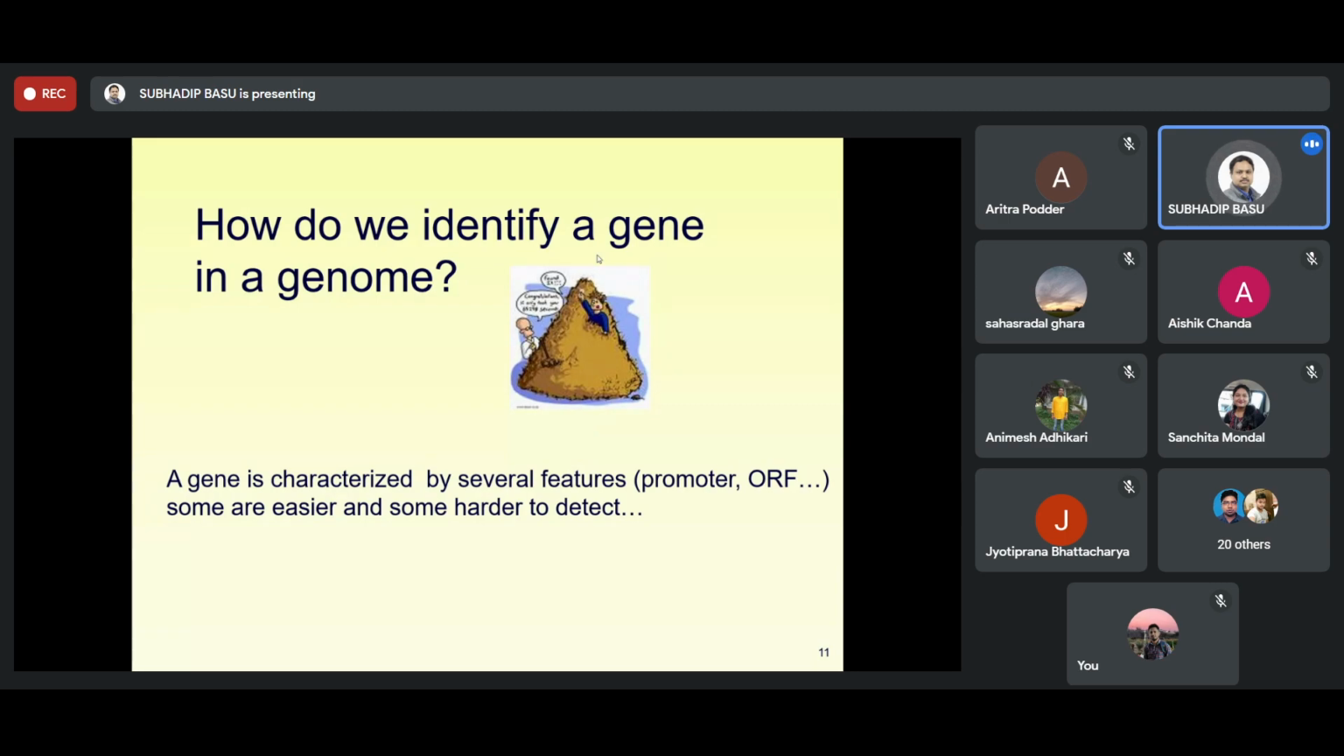So there is a big study of gene finding algorithms. There are different signatures for genes, for example a promoter sequence, open reading frames, etc. A gene is characterized by several features. Some are easier and some are harder. But there is so much variability.